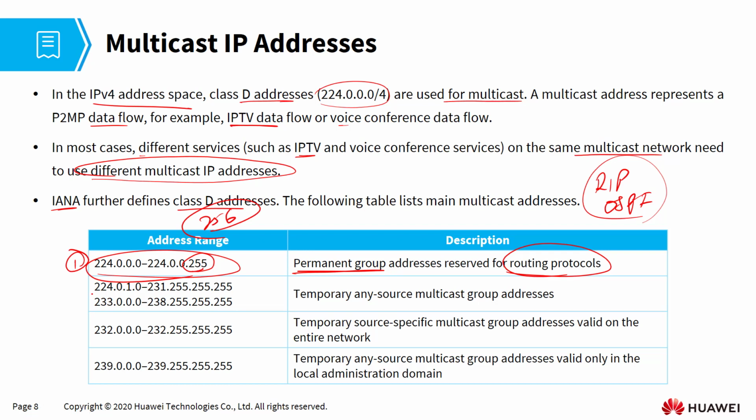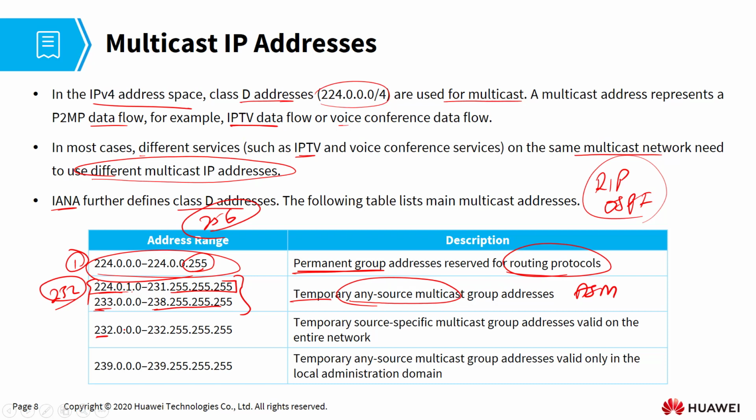The other range is 224.0.1.0 up to 231.255.255.255. And then we skip to 233.0.0.0 up to 238.255.255.255. Now, you realize that we have skipped the 232 here. But all these addresses are temporary any source multicast group addresses, ASM, any source multicast. We are going to come to that in a moment.